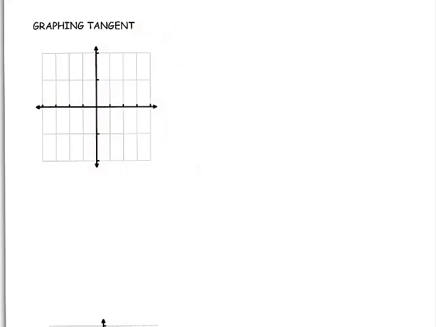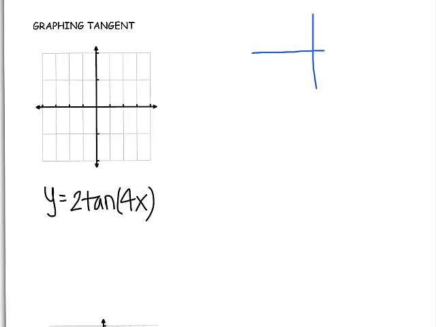Today we're going to take a look at graphing tangent. So let's just start out with an example. Let's say that I wanted to graph y equals 2 tangent of 4x. So I have to keep in mind all the time what the tangent function in general looks like.